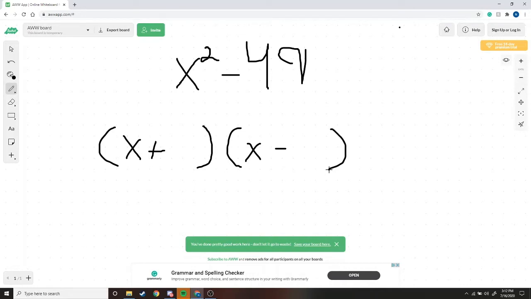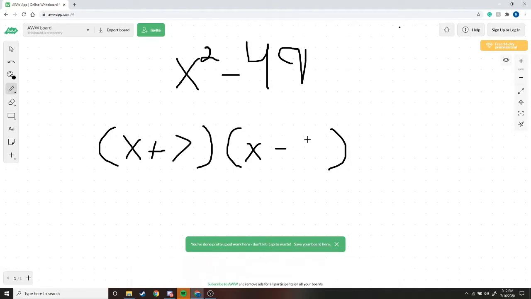So here we need to find out what is the square root of the second term, which is 49. So the square root of 49 is 7. So we just fill this in with 7.